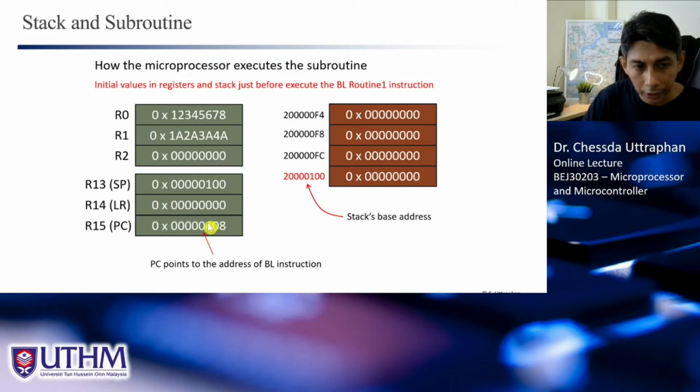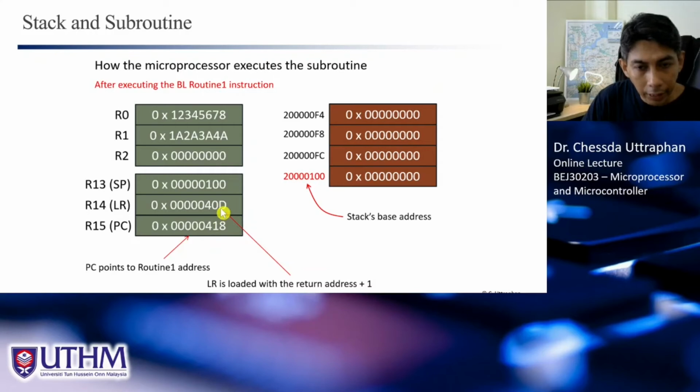For example, before we start or execute the subroutine, our PC is pointed to the address of the instruction to be executed. And let's say, for example, the instruction to be executed is 408, which is the BL instruction. And when we execute the BL instruction, the return address will be stored in the link register LR, which in this case is 40D, which is the return address plus 1.